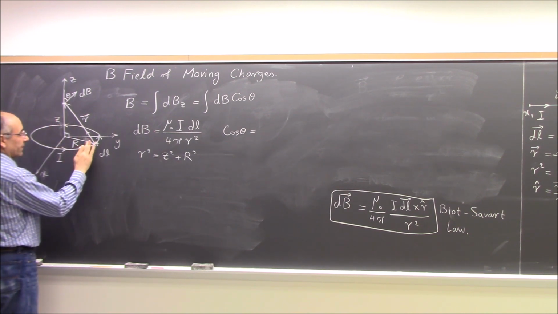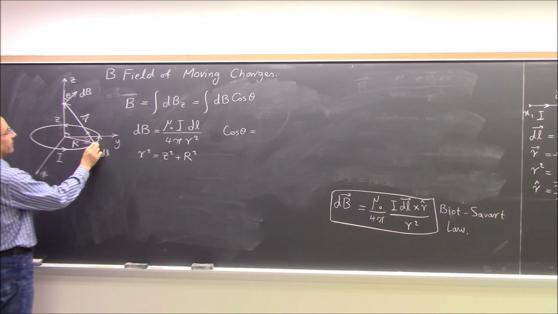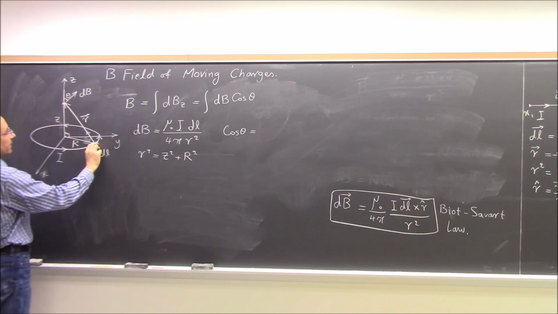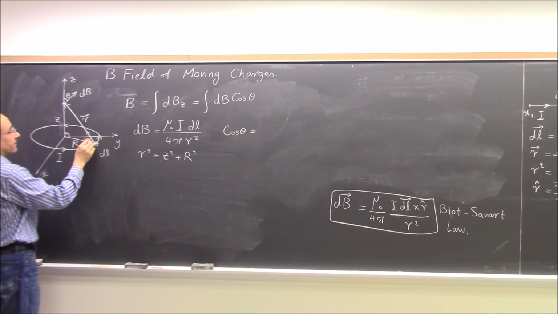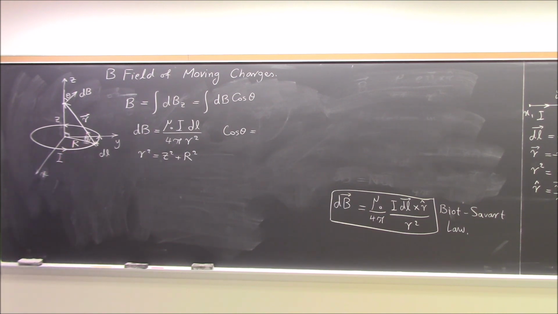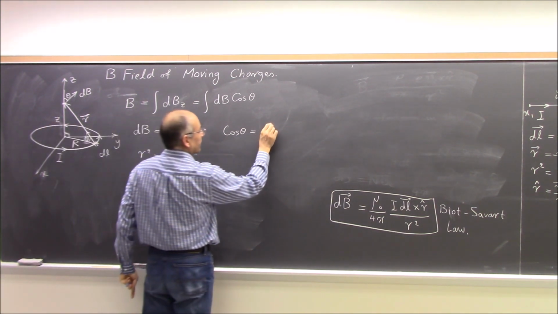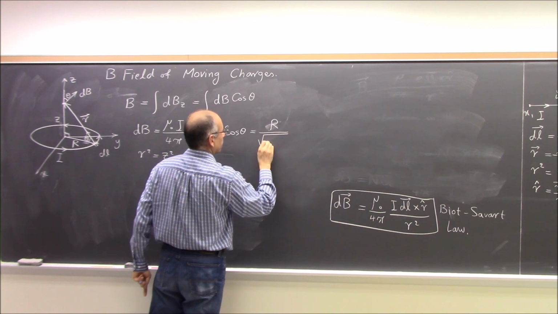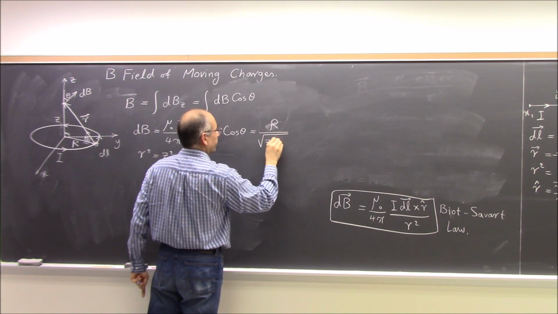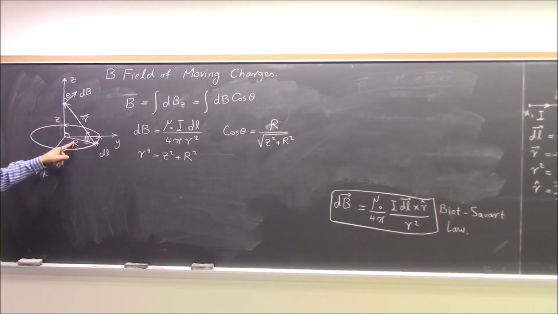Now this angle is also theta because we have this side, which is R, perpendicular to dB, and this side, which is in the xy plane, perpendicular to z. So this angle is also the same theta as we have up there. And then cosine theta will be R divided by this r. So it will be capital R divided by the square root of z squared plus R squared.